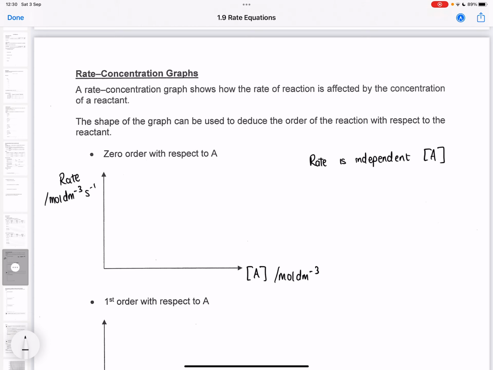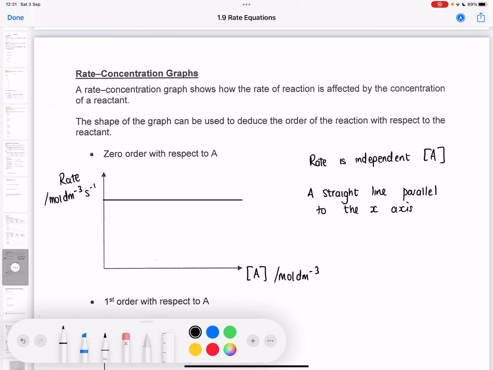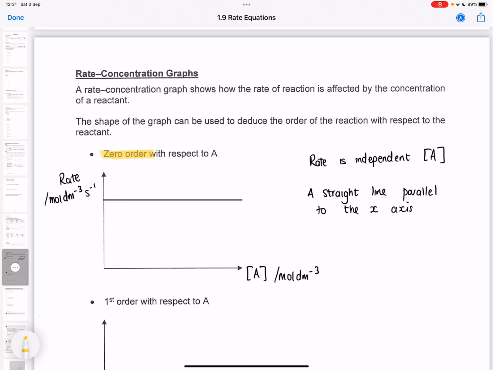It doesn't mean that there is no rate, it just means that the rate will not change when we change the concentration of A. So as we move along this x-axis, the concentration of A is changing, but the rate mustn't change. So we're looking for a straight line that is parallel to the x-axis. Not on the x-axis, but parallel to it. So it's the same value of rate at all concentrations. We're looking for a straight line anywhere on the y-axis, parallel to the x-axis, and that would show us that it was zero order with respect to the concentration of A. So zero order is a straight line parallel to the x-axis.